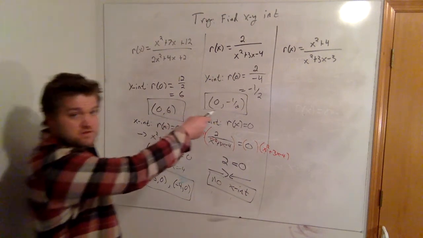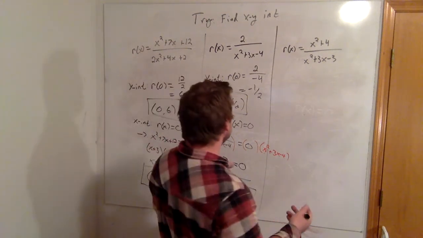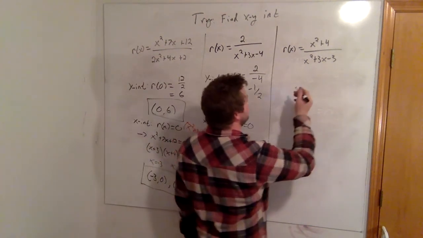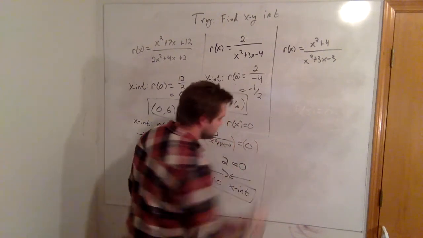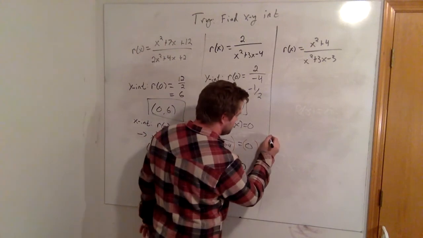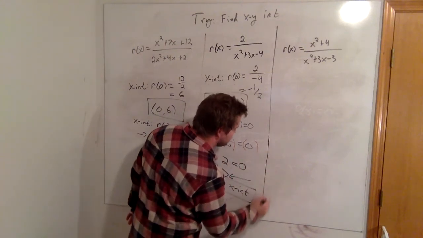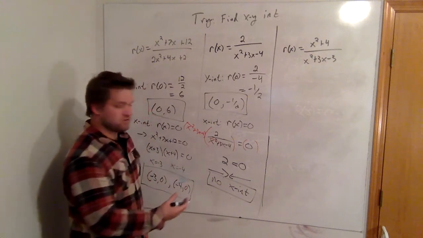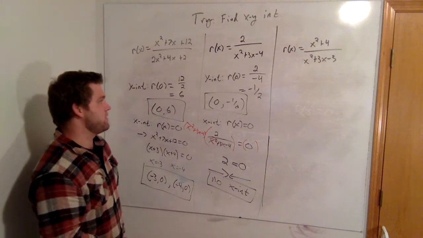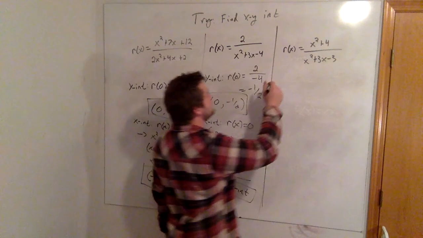Let's do another one. Let's do this example over here. Recall that we're hunting for these features. It's not necessarily that a graph will always have a y-intercept or an x-intercept. We're just hunting for these things if they are there. Okay, this one here. Let's find the y-intercept.